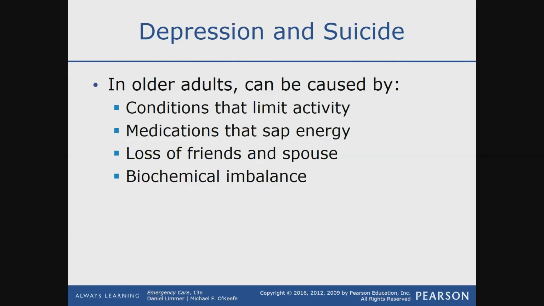Depression and suicide in older adults can be caused by, so these are all the reasons why your patient could be depressed or suicidal. And again, we're talking about the geriatric population. So this doesn't apply to all adults and pediatrics, it's geriatrics. Conditions that limit activity. So again, as the body declines, these patients are not able to do as much as they used to. So that's going to affect them mentally and psychologically as well. Medications that sap energy, of course, loss of friends and spouse, whether it's from just arguing or them passing away, biochemical imbalance.